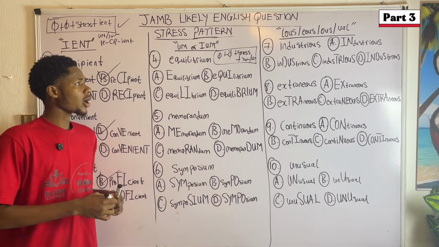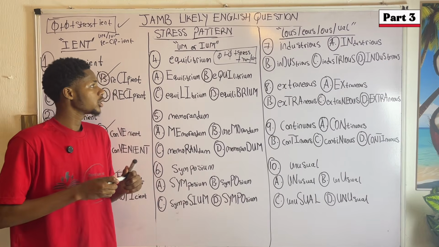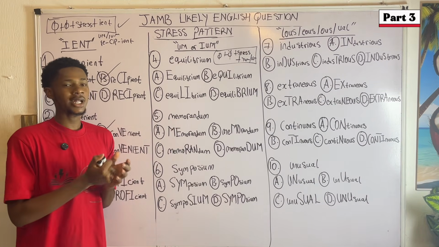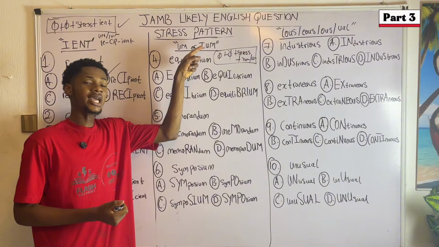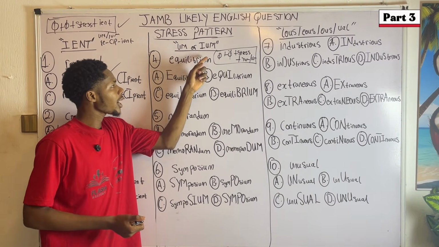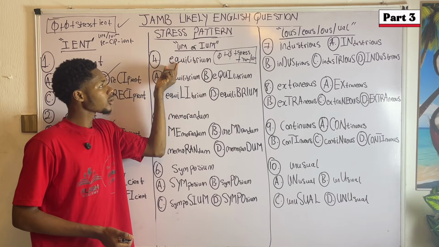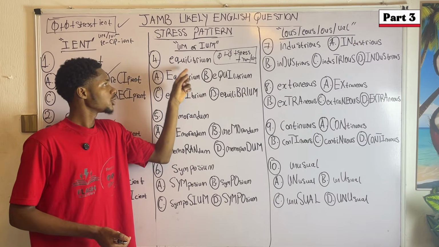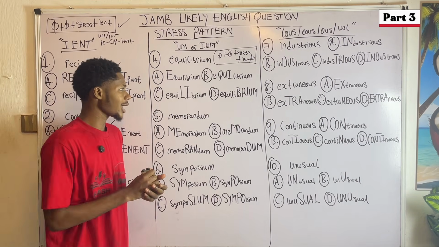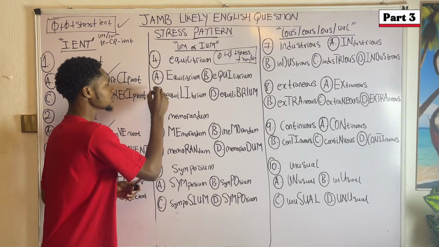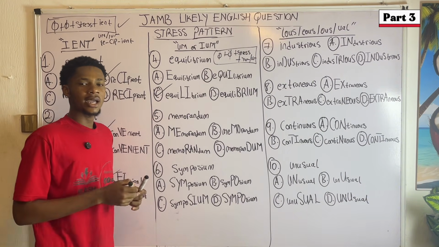Take notes. Okay, we are going to stress the second to the last syllable now. In this case, what is the second to the last syllable? We have equilibrium. BRIUM is the last syllable. So which one comes before? LI, right? So you have equilibrium. LI is stressed. Which option carries LI as the stress part? We're having option C. Okay, equilibrium, LI is stressed.